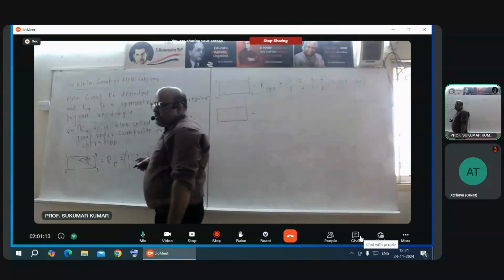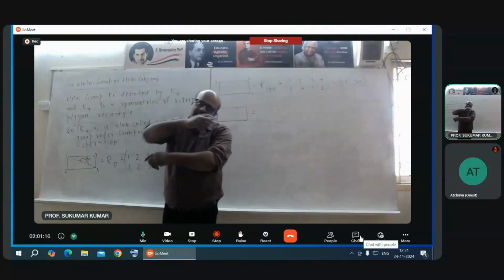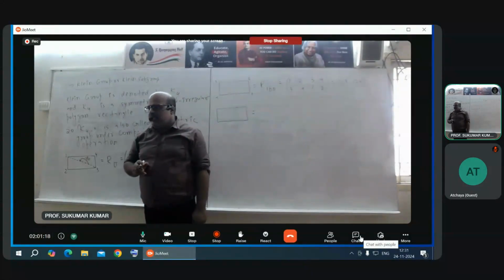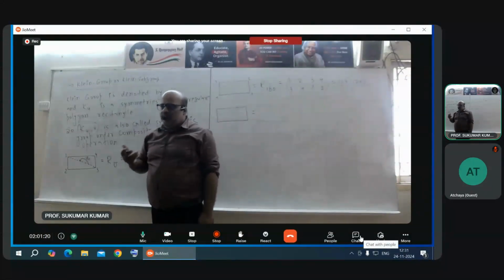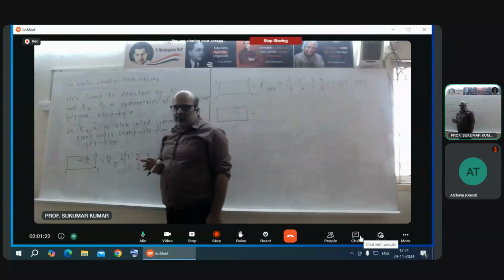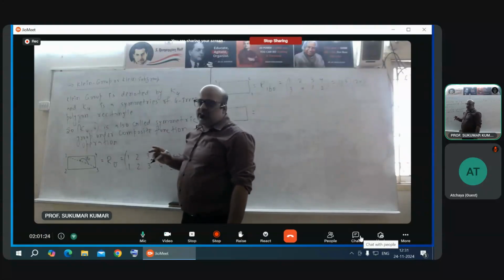Here, after rotation, not possible. Again rotation will give me the 0-degree position again. Correct? R360 degree. So only two types of rotations in a rectangle. Next we can do reflections.